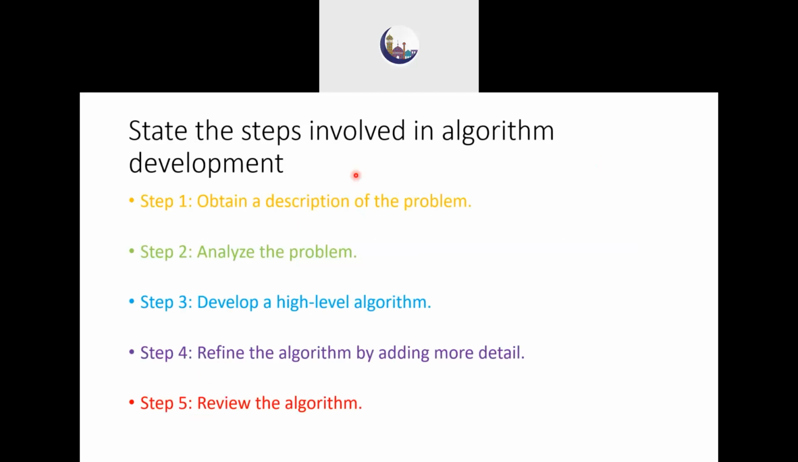Whenever you are trying to develop an algorithm, you need to follow 5 different steps. This is again an important question for you. The 5 steps are: first, obtain a description of the problem. Second, analyze the problem. Third, develop a high-level algorithm. Fourth, refine the algorithm by adding more details. Fifth, review the algorithm. These are the 5 steps that are needed whenever you are trying to write an algorithm.